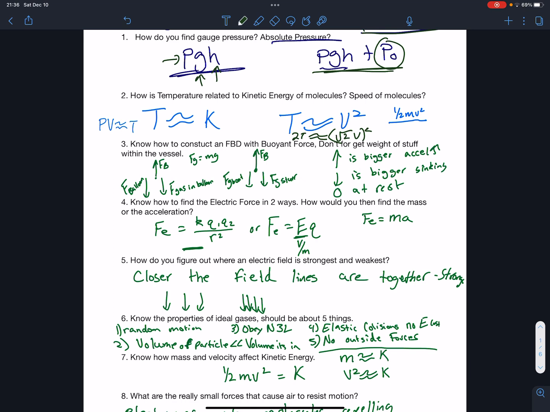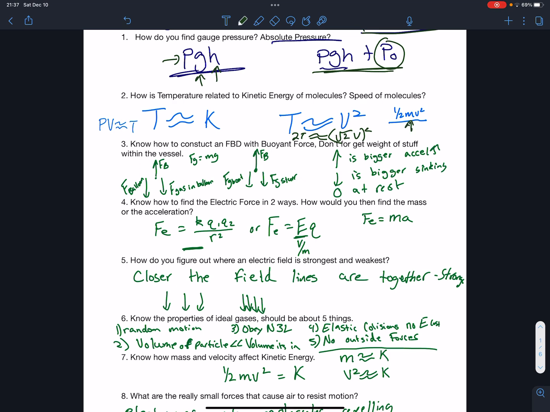If it's asking you for the connection between temperature and kinetic energy, it's direct. Whatever happens to the temperature happens to the kinetic energy. If you're asking about temperature to velocity squared, remember that square term's in there, so you have to be a little bit more careful about which one you do. If you double the velocity, you quadruple the temperature, because again, that's squared.